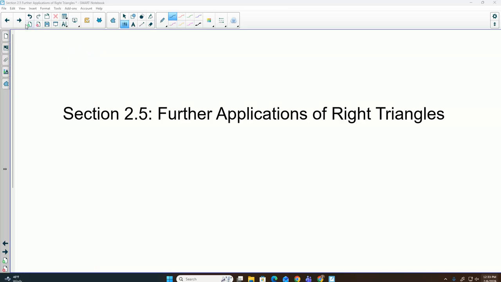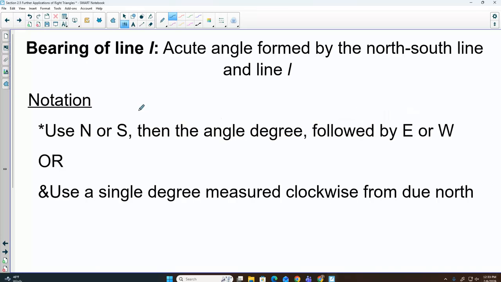So first we do have a definition in here. We're going to be talking about bearing in this. So the bearing is an acute angle. What does acute mean? Less than 90 degrees, formed by the north-south line and line L.